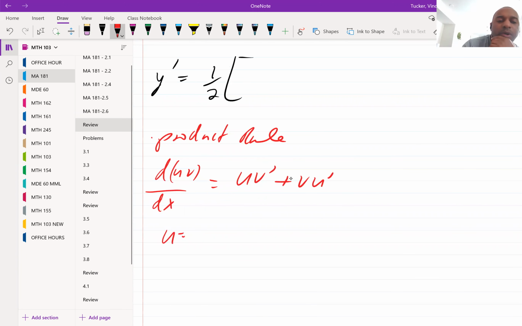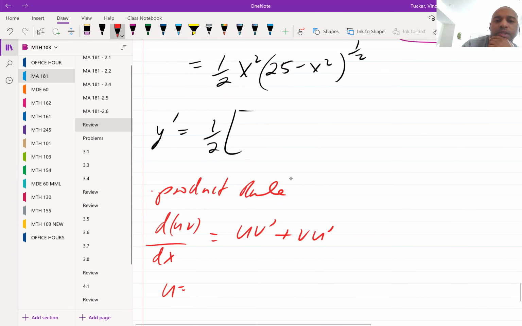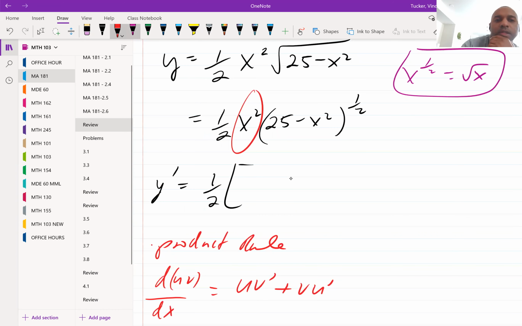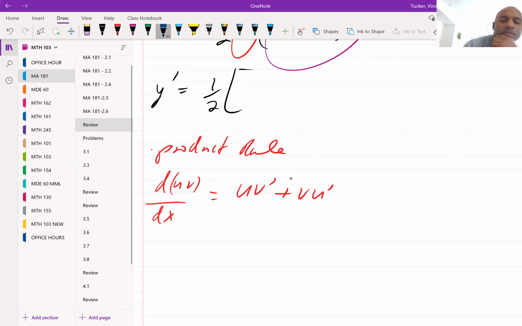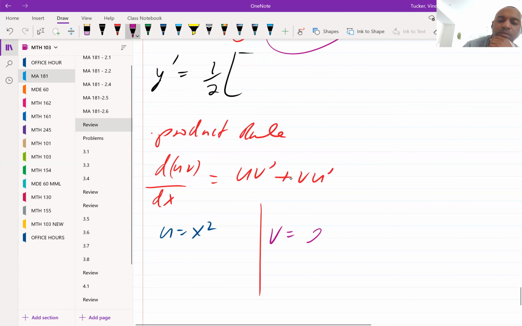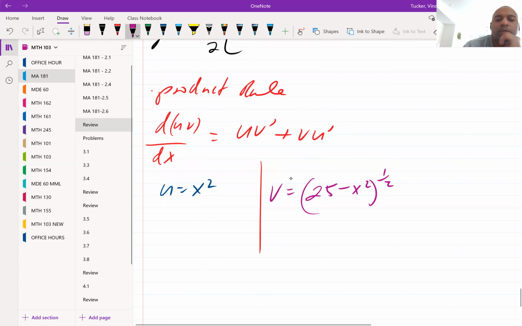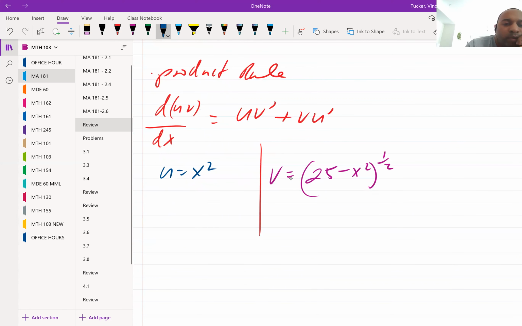So let's label what we're calling u, which is x squared, and then v will be this other piece right here. All right, then take the derivative of u, which is just 2x.